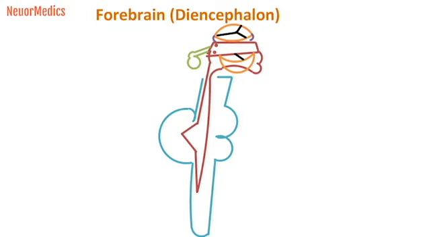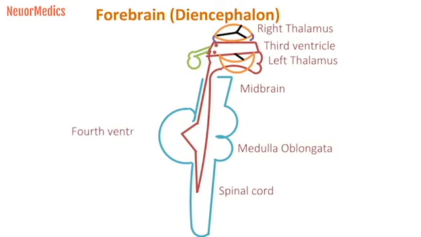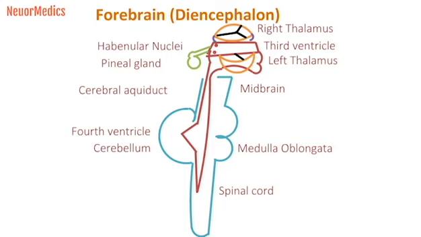And there are some more structures that are related to the diencephalon. So let's get started with the third ventricle. The third ventricle lies above the midbrain. As the third ventricle moves down, it forms a narrow duct called the cerebral aqueduct at the level of the midbrain. As the cerebral aqueduct moves downward, it expands into a cavity called the fourth ventricle, and the fourth ventricle lies at the level of the cerebellum.